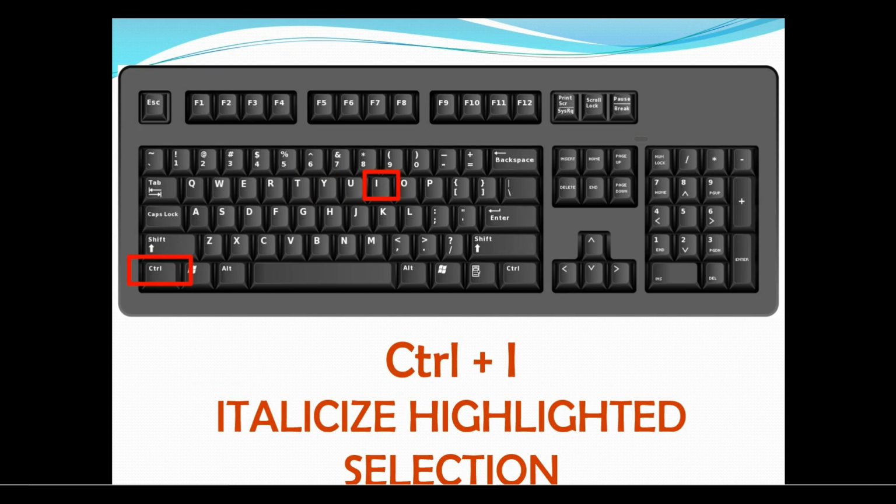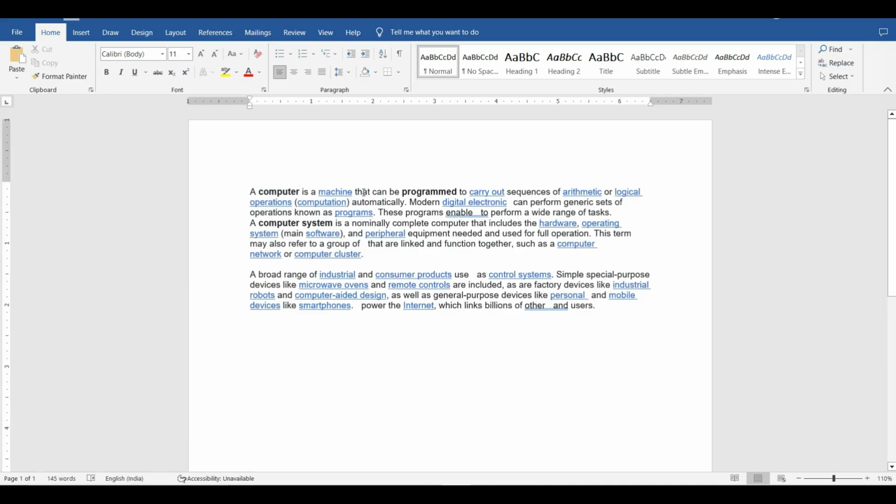And the next shortcut key is Control I. Control I is used for italics on highlighted text. In Word, whatever particular word you have selected, if you press Control I, it will make it italic. However you select a particular word, if you press Control I, it will make it italic.